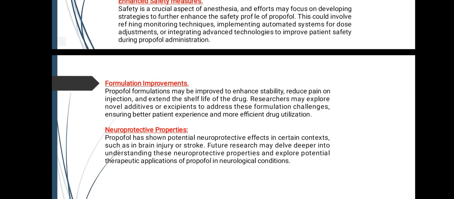Formulation improvement. Propofol formulation may be improved to enhance stability, reduce pain on injection, and extend the shelf life of the drug. Research may explore this, ensuring a better patient experience and more efficient drug utilization.